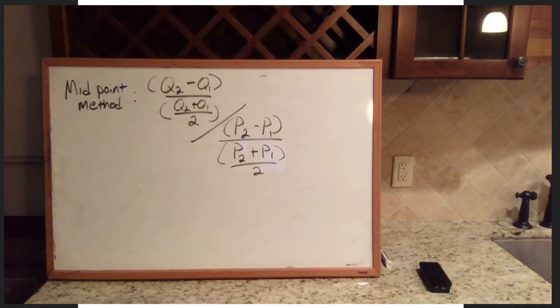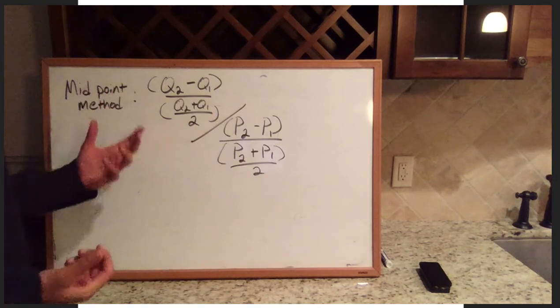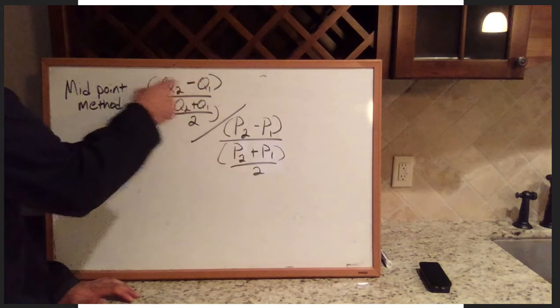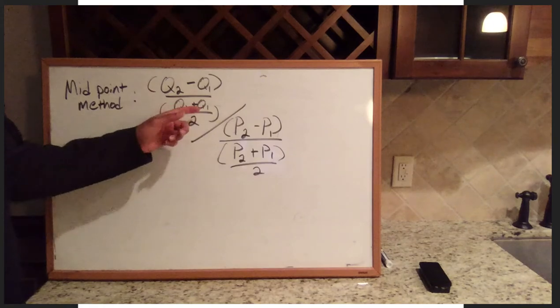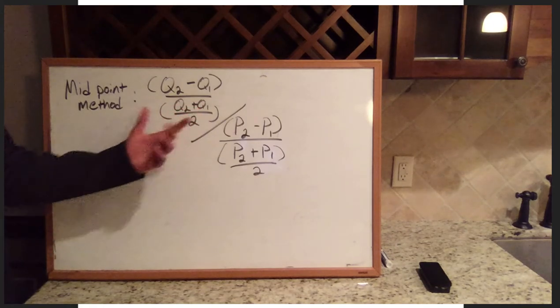All right, so before we continue, there's one more method that you need to know. It's the midpoint method. A lot of students are worried about this formula. For this, just think of it as the difference in your quantity divided by the average of your quantity. Again, Q2 plus Q1 divided by 2, that's just the average of your quantities.